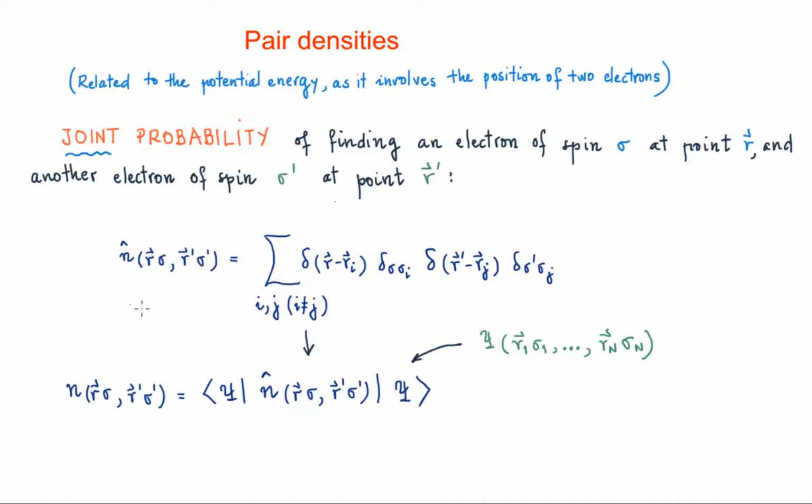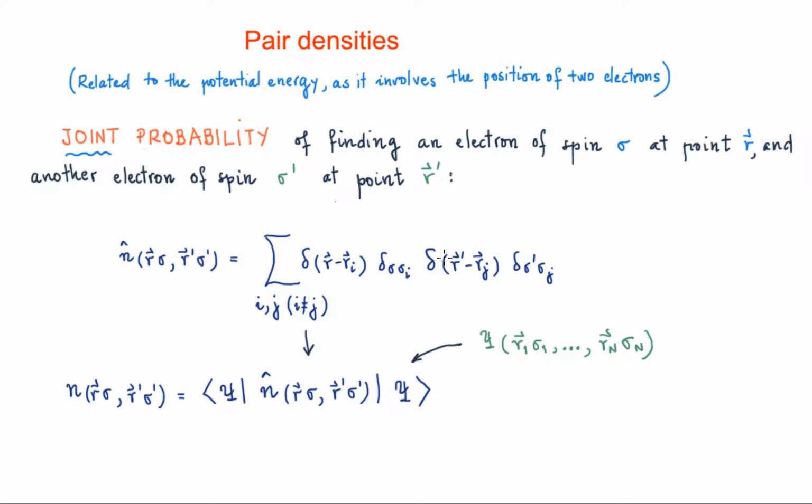So this operator is going to depend on the two variables of the two electrons, r sigma, r prime, sigma prime. And it involves the position of two electrons. So we have different contributions. For example, here we have the contribution of being an electron i at position r and sigma spin state, and the electron j at position r prime and spin sigma prime.